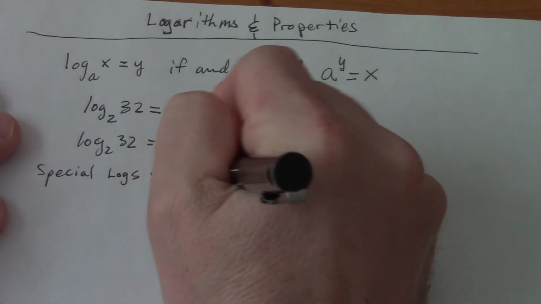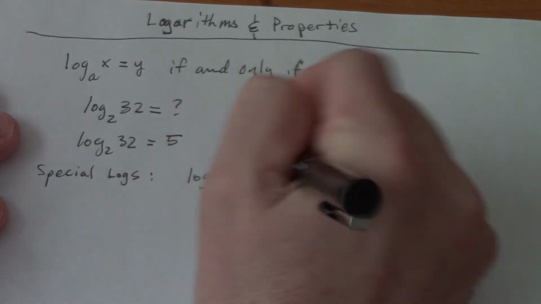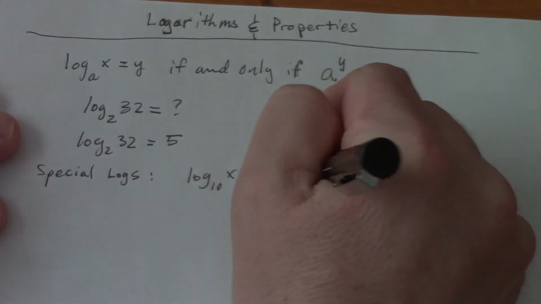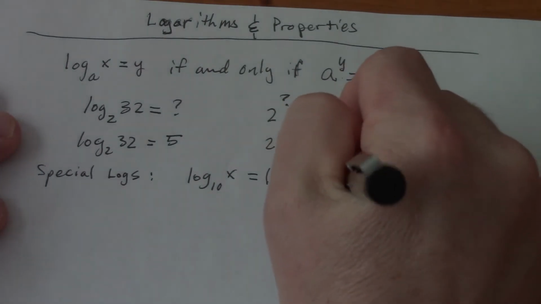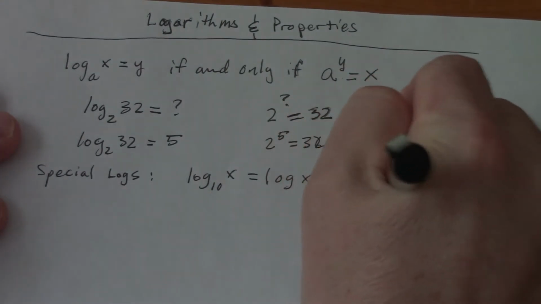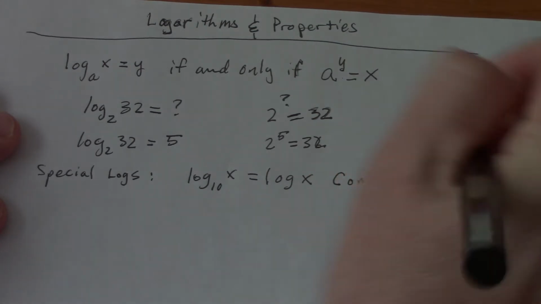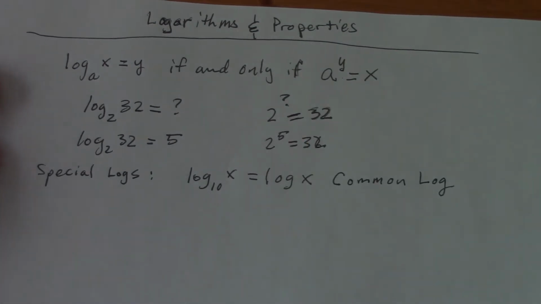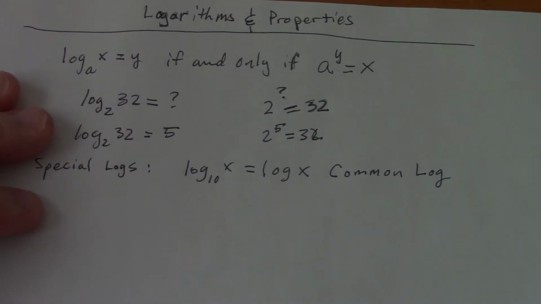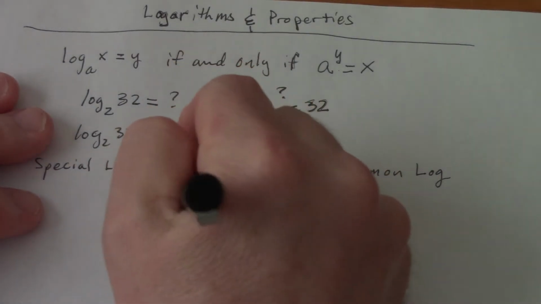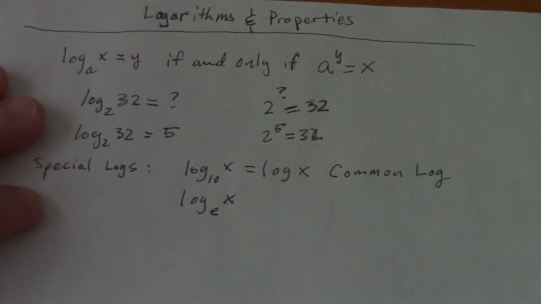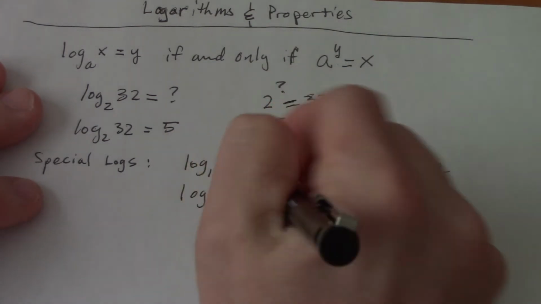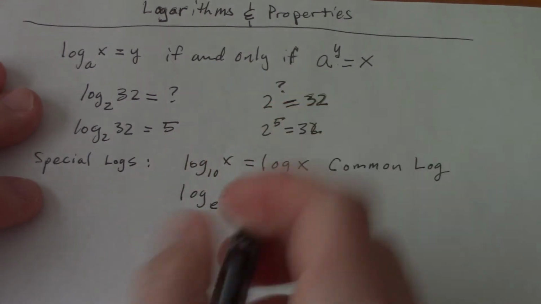There are two special logs. Log base 10 of x is written as log of x, and the 10 is supposed to be understood. That's called a common log. Your decibel scale is based on log base 10. Then a log base e, where e is the natural number, is the natural log, that's ln, not in.